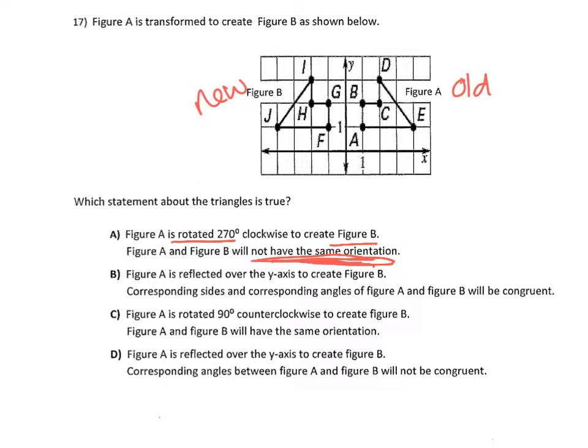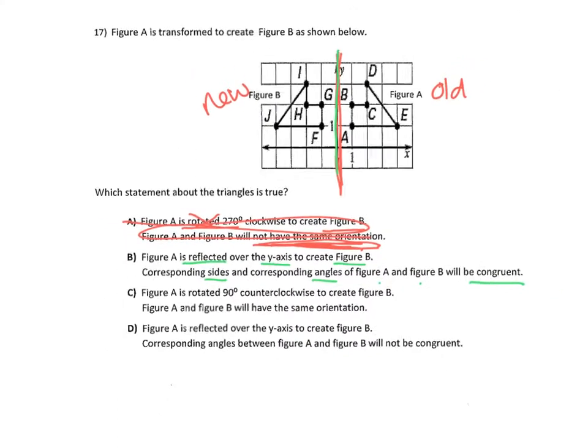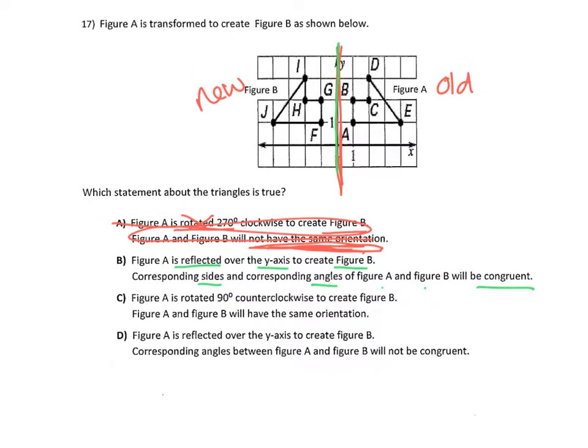However, what does this look like to you? What kind of transformation? It looks kind of like a mirror separating them, right? So that would be more reflection. So it shouldn't be a rotation. Then B says figure A is reflected over the y-axis. So far, so good. To create figure B, corresponding sides and corresponding angles of figure A and B will be congruent. So far, so good. They'll be the same size, same shape. They're reflected over the y-axis.